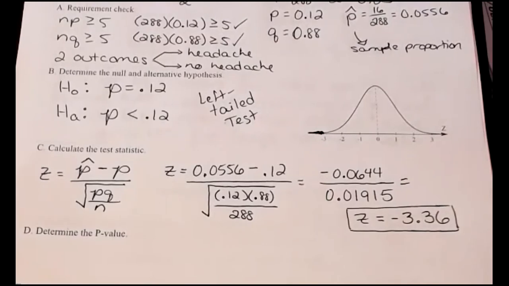Go ahead and take your z-score table. And I would like you to look up the value negative 3.36 and then tell me the p-value. Give me the area under the curve. What do you get when you find it? What did you get?